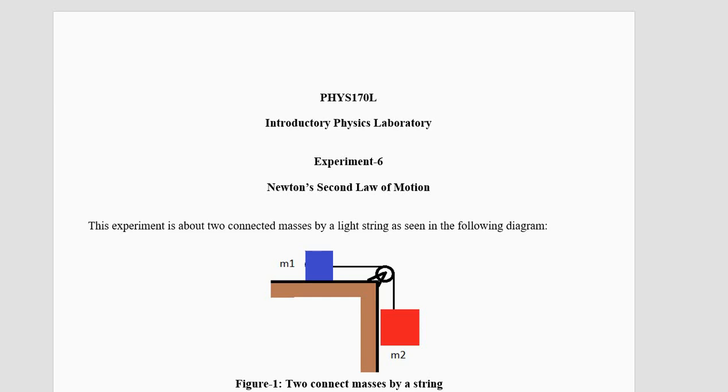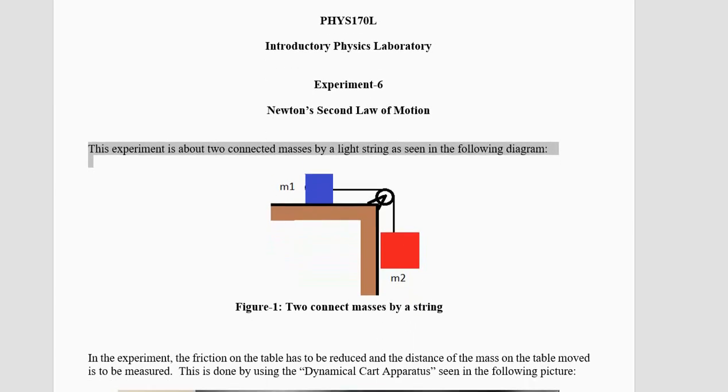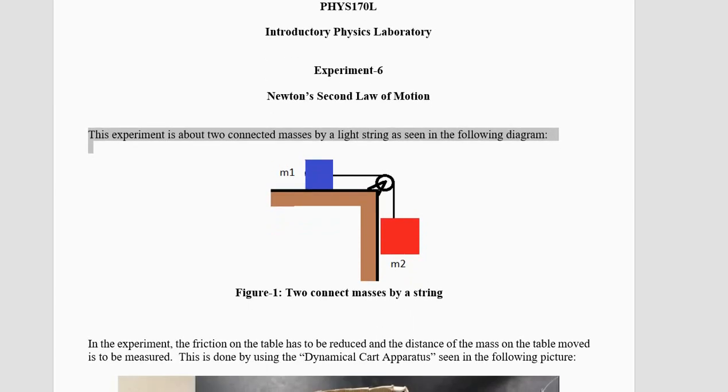Today we shall do experiment number 6. It is Newton's second law of motion. This experiment is about two connected masses, which you can see in this diagram. One mass is lying on the table and one mass is hanging. The hanging mass we are going to call M2 and the mass on the table we are going to call M1. Name is not important, just remember the formulas.